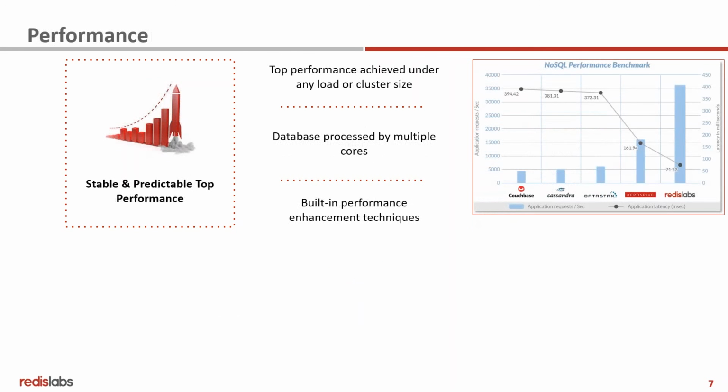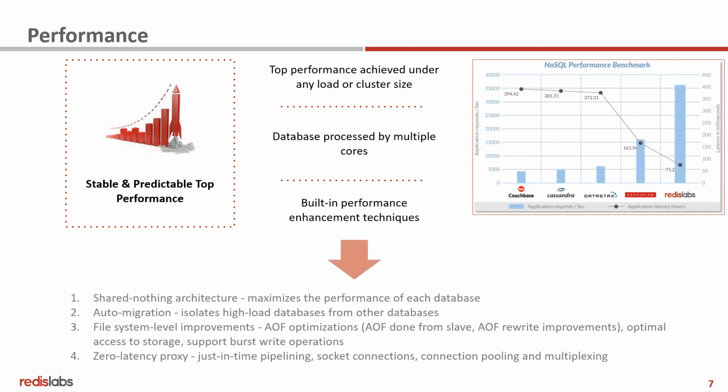If we talk about performance, then the cluster makes sure that you get top performance under any load or cluster size. We talked earlier about this scaling feature where you can shard or cluster the database across multiple shards, and by that use multiple cores. So by that you can achieve performance, and we'll see that actually in the demo. And there are different built-in performance enhancement techniques. So bottom line, first of all, the cluster uses a shared nothing architecture, which maximizes the performance of each database and protects the database from the noisy neighbor scenarios. There's auto migration logic within the cluster to isolate high-load databases from other databases that might interfere with them.